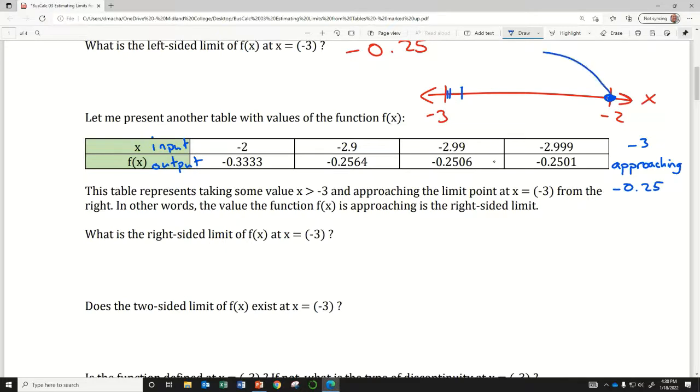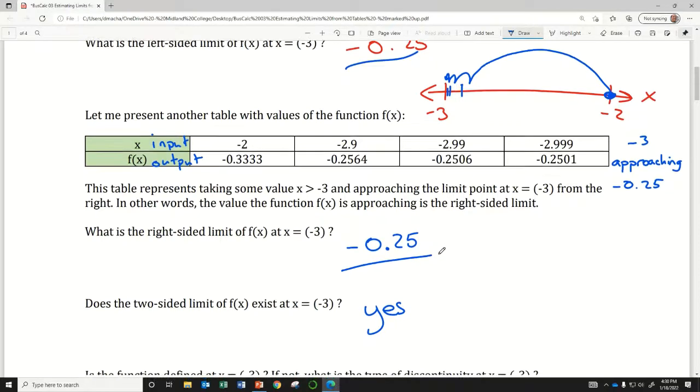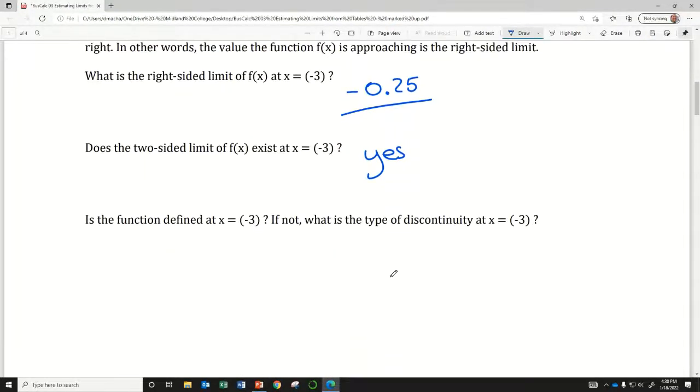I'm coming in from the right, from -2 as I approach -3. It seems like I'm taking a right-sided limit. For this question, it looks like the right-sided limit here is -0.25. It asks, does the two-sided limit of this function exist at x equals -3? I would say yes, because the left-sided limit exists, the right-sided limit exists, and they are equal to each other. So I'll say yes here.